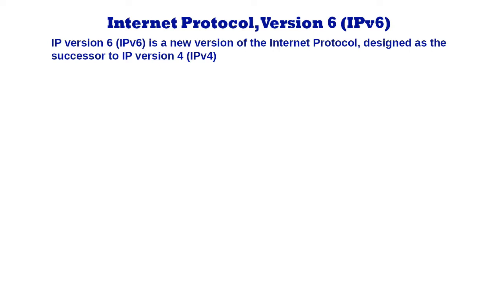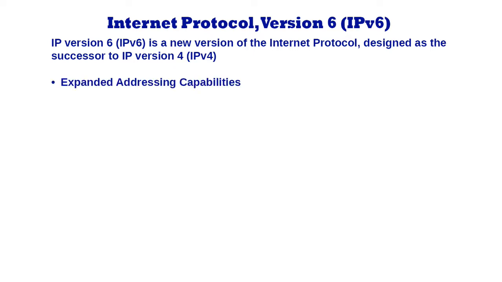IP version 6, that is IPv6, is a new version of the Internet Protocol and is designed as the successor to IP version 4, that is IPv4. This protocol is defined by RFC 791. Now let us brief categories for the changes from IPv4 to IPv6.